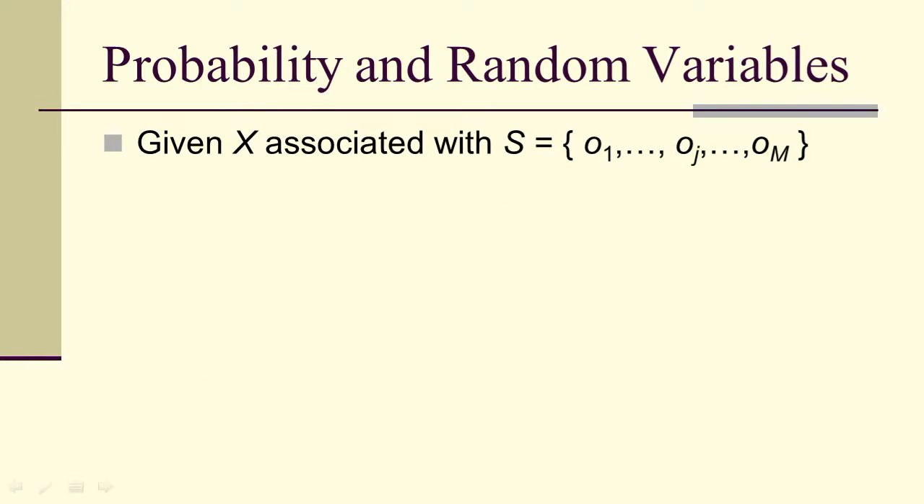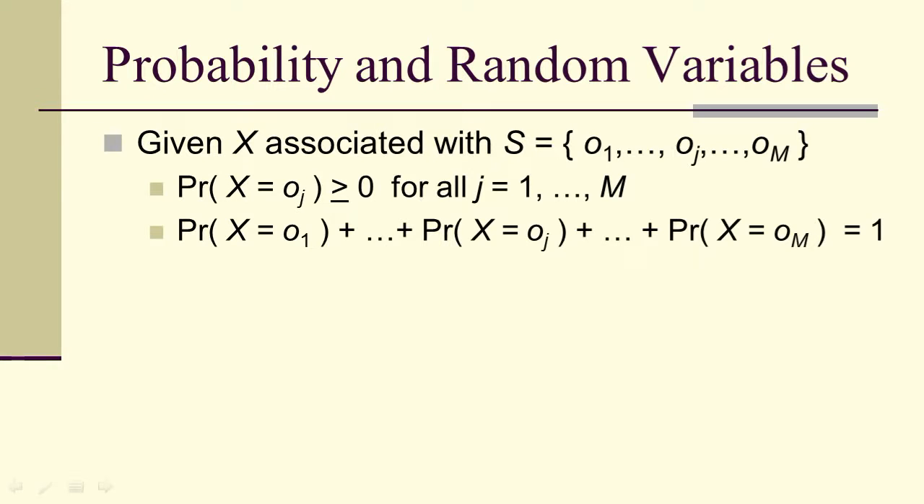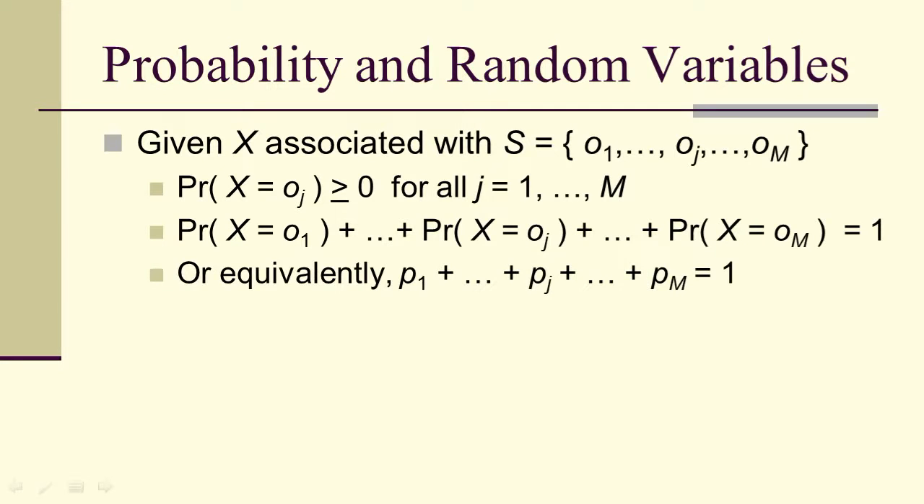Now, if we have X associated with a set S of outcomes, then the probabilities are non-negative for all O_j, j equals 1 up to m. The sum of the probabilities is equal to 1, so one of the outcomes has to occur. Now, in subscript notation, we would write p_1 plus up to p_j plus up to p_m equals 1.